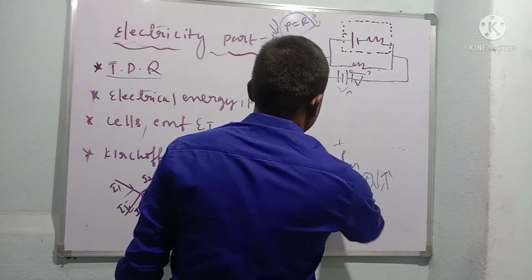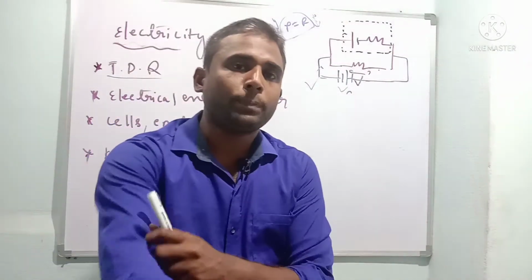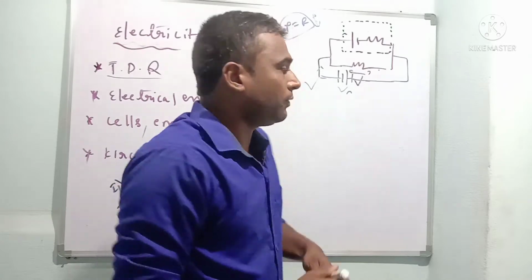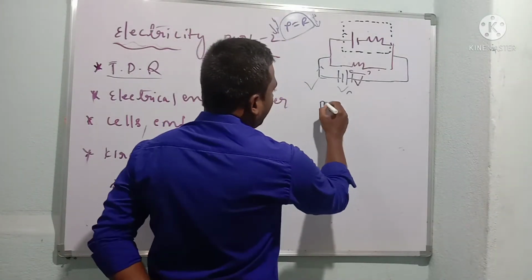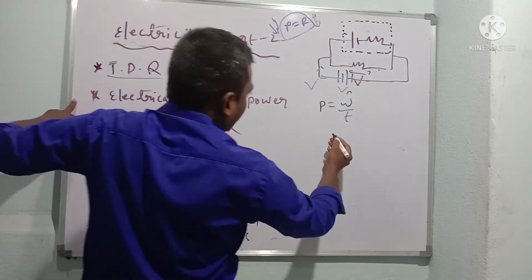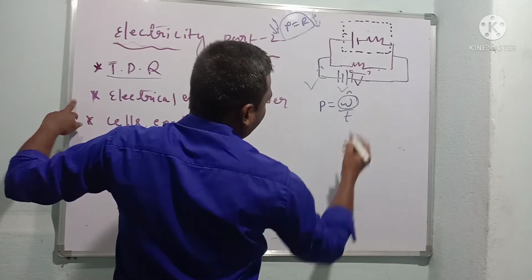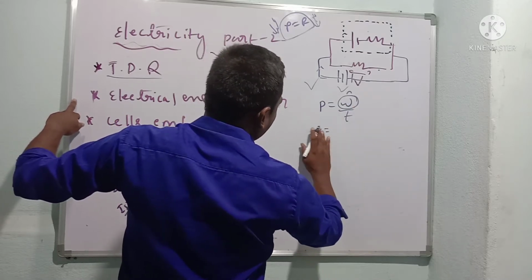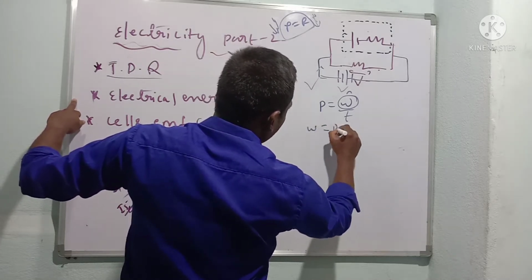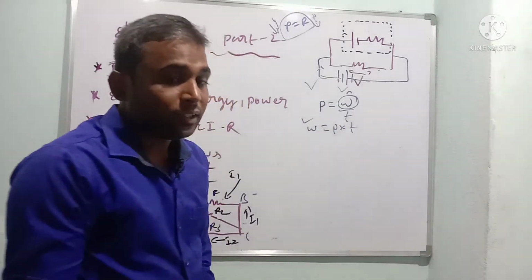After that, without wasting time, let us understand electrical energy and power. We know that the amount of work done in 1 second is called power. Power is work done divided by time taken; here this is electrical power. So work, which is electrical energy, is W = P × t. This is nothing but the amount of work done, which is equal to energy.